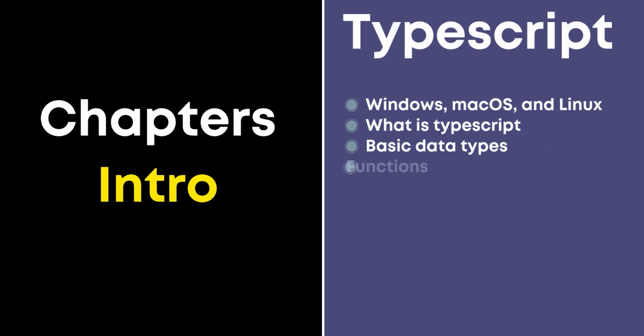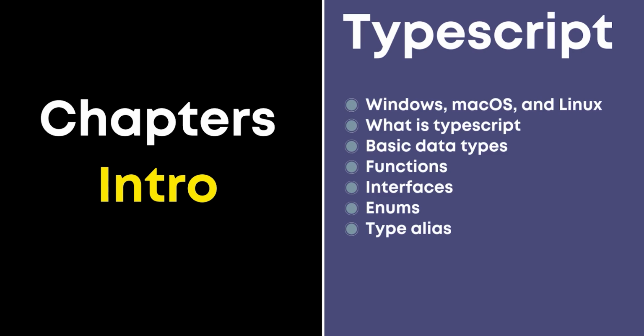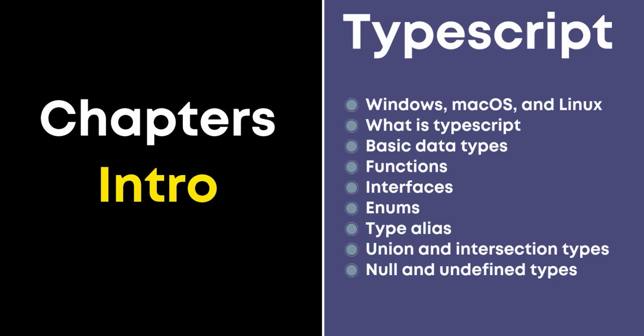Then you will know how to work with functions, including return types, and explore other important concepts like interfaces, enums, and type aliases. We will also cover more advanced topics like combining different types using union and intersection types. Then you will know how to use optional types, handle null and undefined, and apply the read-only keyword. By the end of the course, you will have a strong understanding of TypeScript and how to use it in your projects. Let's get started and take your coding to the next level.